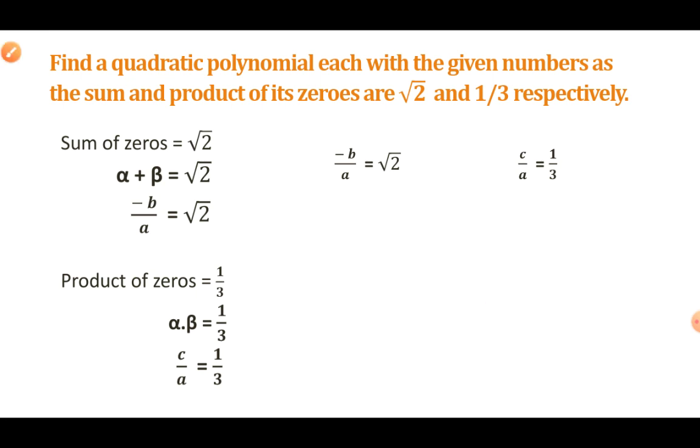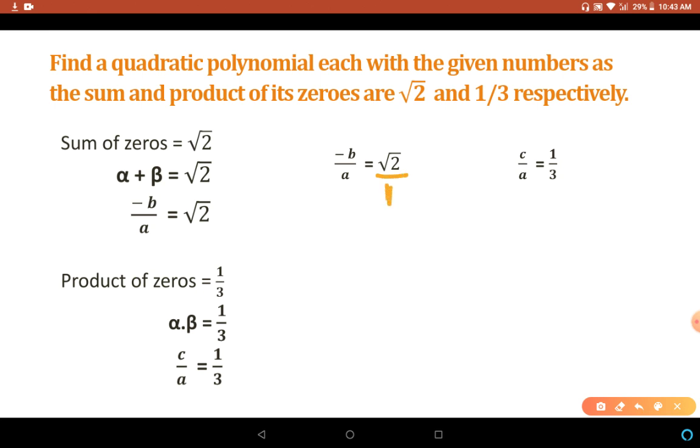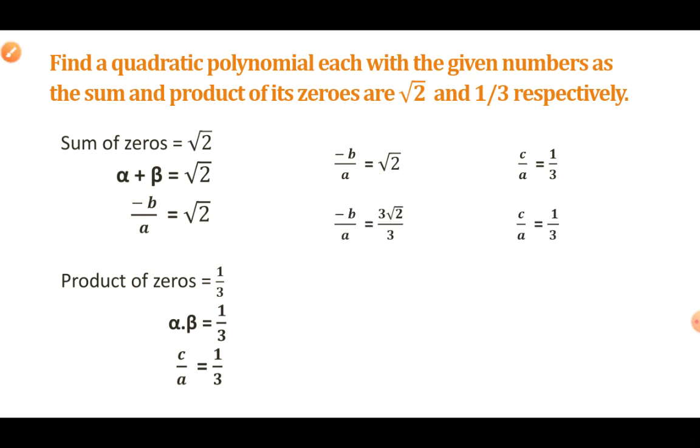Now here, as root 2 does not have any denominator, that means there is 1 in the denominator. Here a is equating with 1 and here it is with 3. What will be the LCM of 1 and 3? 3. So we'll multiply this equation by 3 upon 3. So we'll get minus b by a equals 3 root 2 upon 3 and c by a equals 1 by 3. Now you can easily equate. a is 3 on both sides, so the value of a is 3. The value of minus b is 3 root 2, so b will be minus 3 root 2. And c is 1.